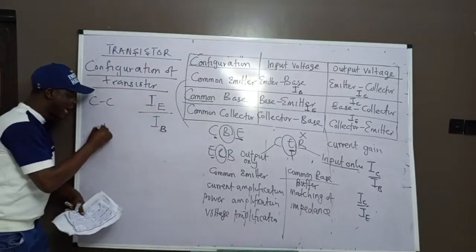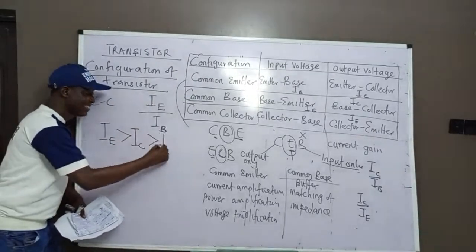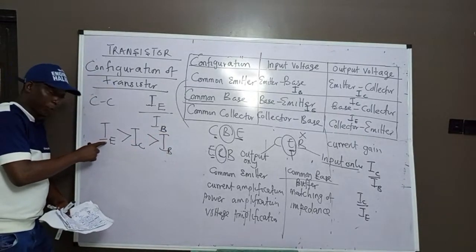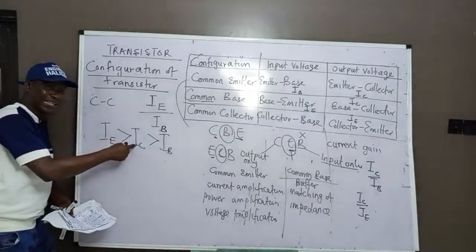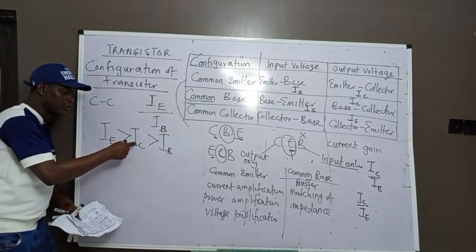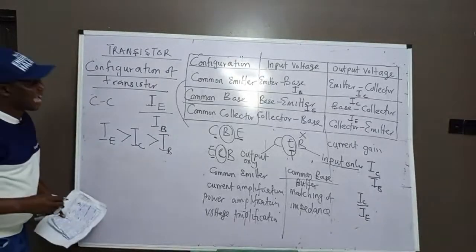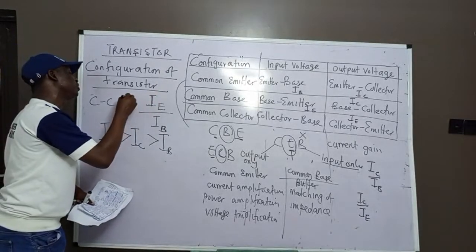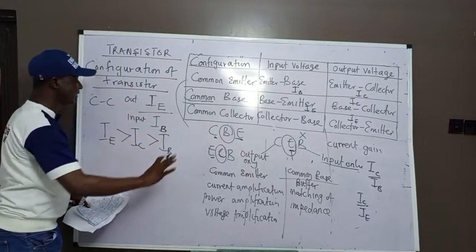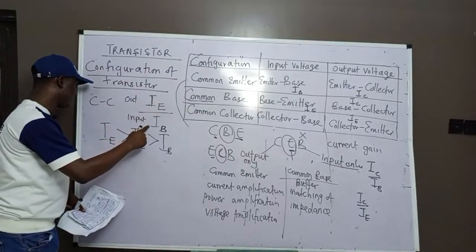Note that IE, the emitter current, is greater than IC, and IC is greater than IB. The emitter current is the largest because this one produces the majority charge carriers. So the current of the emitter is greater than the current of the collector and greater than the current of the base. Anytime you are taking the output, this is the output current and this is the input current. That's what I mean by current gain. Now, the output current is higher than the input current.